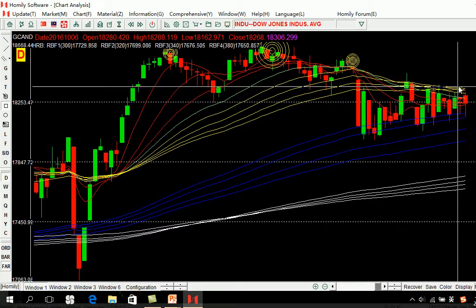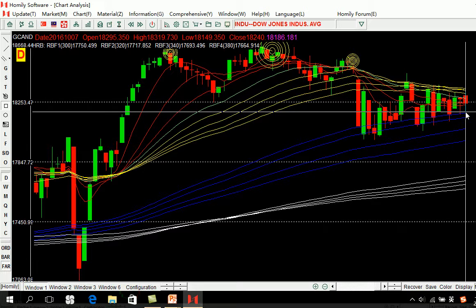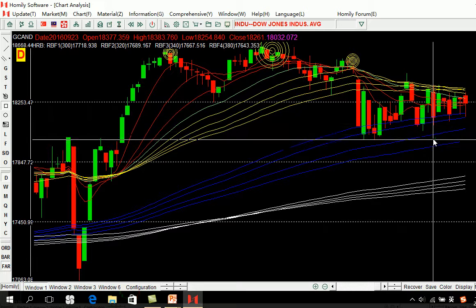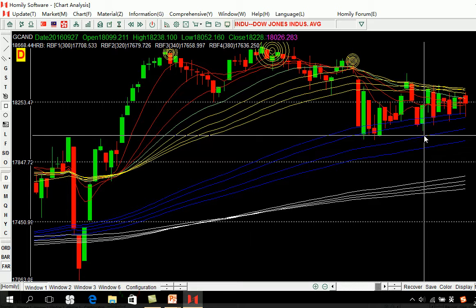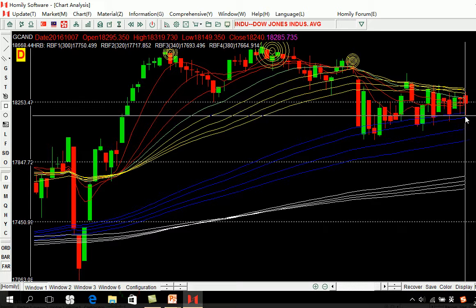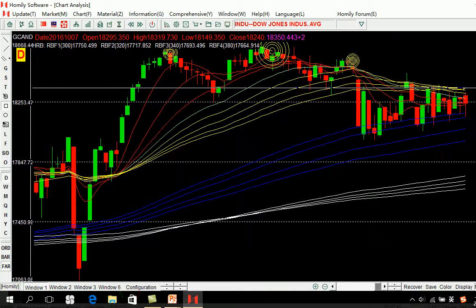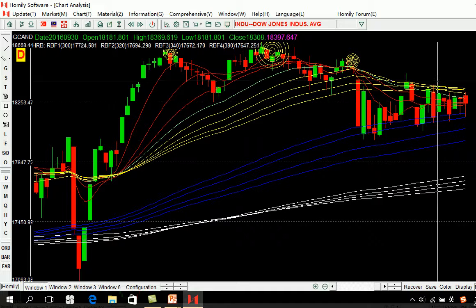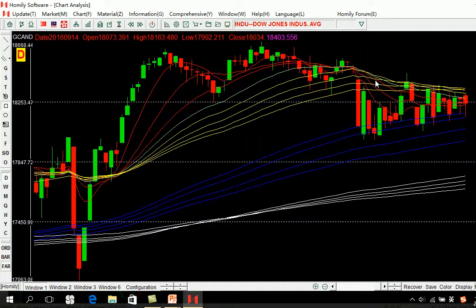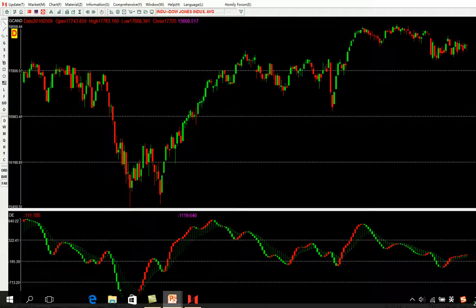The price now is in sideways. We know that each line has support and resistance for the market. You can see the price touches the blue line, gets support, then touches the yellow line and has some resistance. Okay, so this is the market. So let's see the next one.